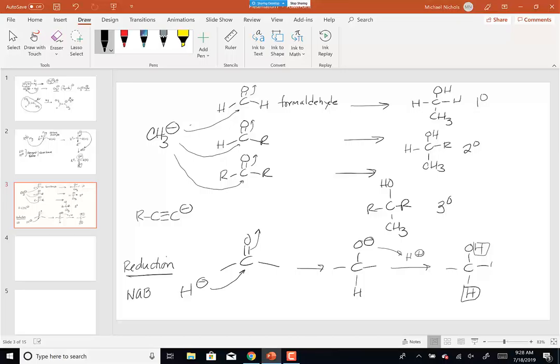We have used NaBH4 before, sodium borohydride. So the BH4 has four H minuses. And now there's another reagent that I can use called lithium aluminum hydride, which is much more powerful. But for aldehydes and ketones, you would just use sodium borohydride. We don't need to go with the higher level reducer.